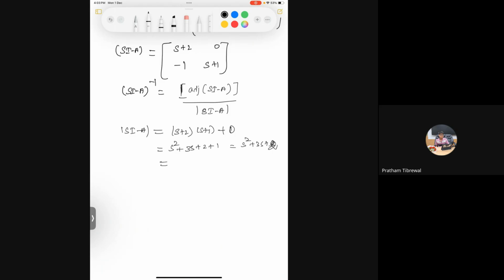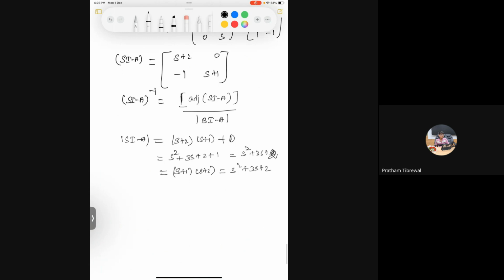Otherwise, I can keep whatever it is, either S plus 1 or S plus 2, if it is easy to cancel. Otherwise, S squared plus 3S plus 2. Let's see how it comes. Now, if I want to represent it in terms of the inverse, it will be the adjoint. If you want to find it, we will replace these values, S plus 1 and S plus 2, and we will put a minus of this, right? That's what we used to do.